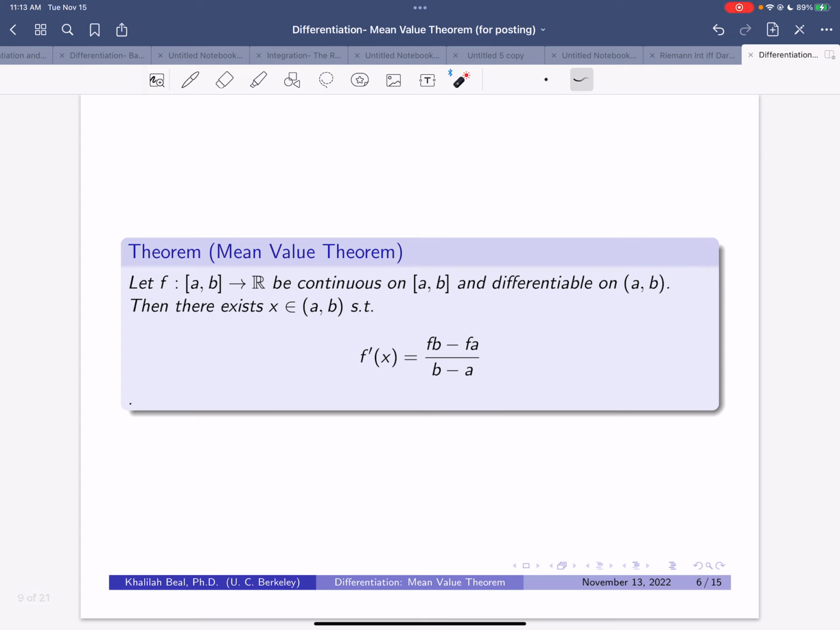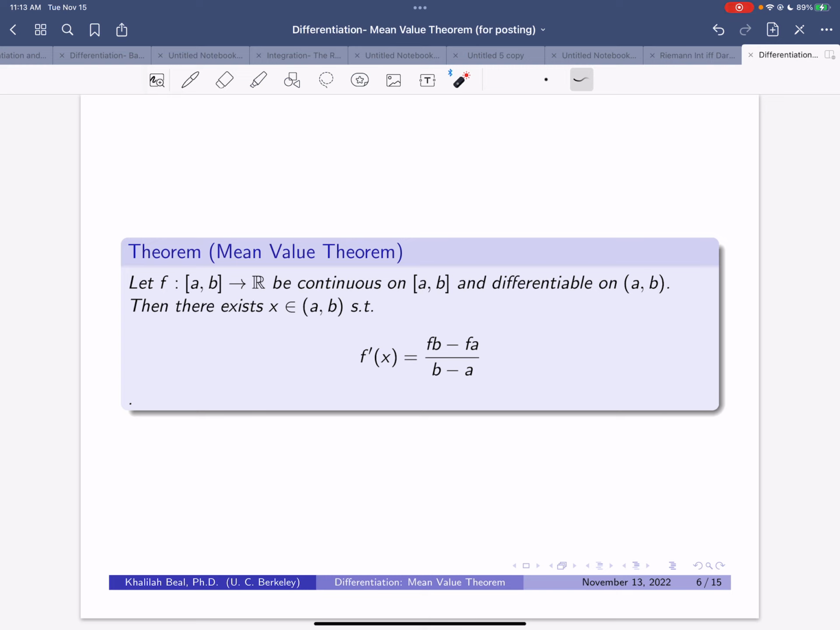So now let's look at the mean value theorem. That's supposedly the name of this lecture. But the mean value theorem, the MVT, is super important, and it's basically a generalization of Rolle's theorem. So the mean value theorem has the same setup.